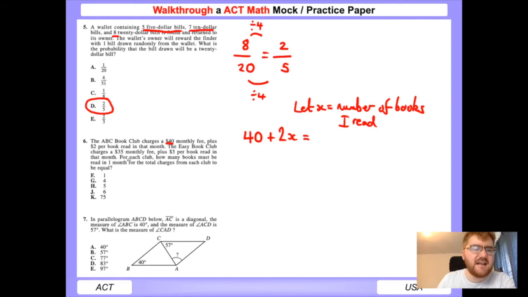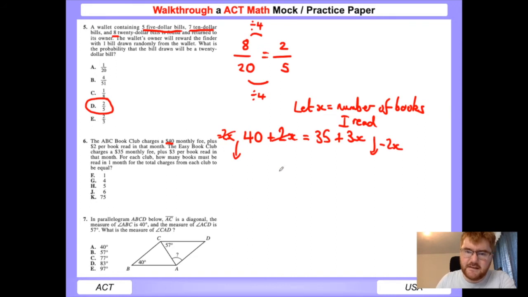We want to find when it's equal to the fee for the Easy Book Club, which we can write out as 35 plus 3 lots of x, because each book that we read is going to cost $3. And notice I've now formed an equation that I can solve. So the way I would solve this is remove the x's first. So look at the smallest amount of x. What's the opposite of plus 2x? Well, it's going to be minus 2x on both sides of the equation.